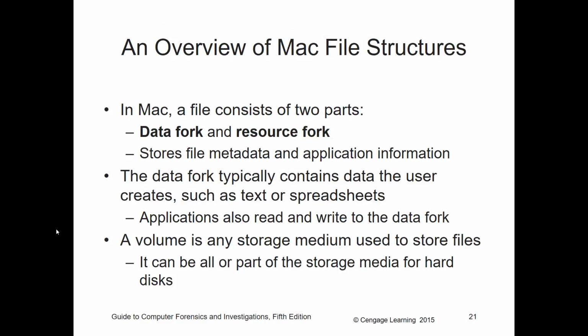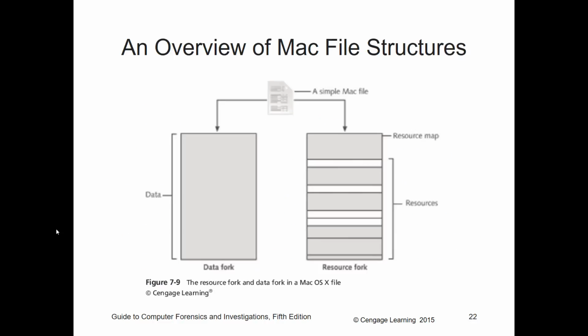In a Mac, a file consists of two parts: a data fork and a resource fork. The resource fork's metadata and application information is also stored there. The data fork typically contains the data the user creates. That's going to be the application that will also read and write to that data portion. A volume is any storage medium used to store a file. Not quite sure why we had to throw that in there. So if you look at a file, the resource fork is going to be the resource map and all the resources used for it, and the data fork will be just the data.